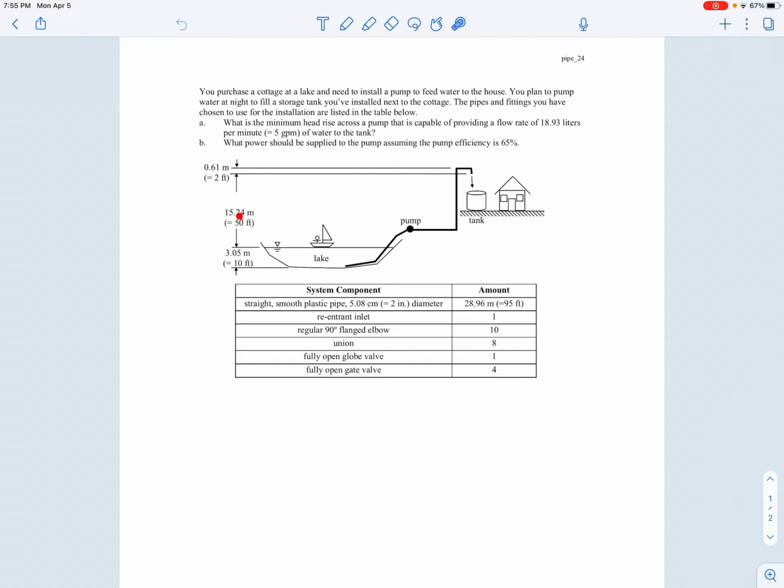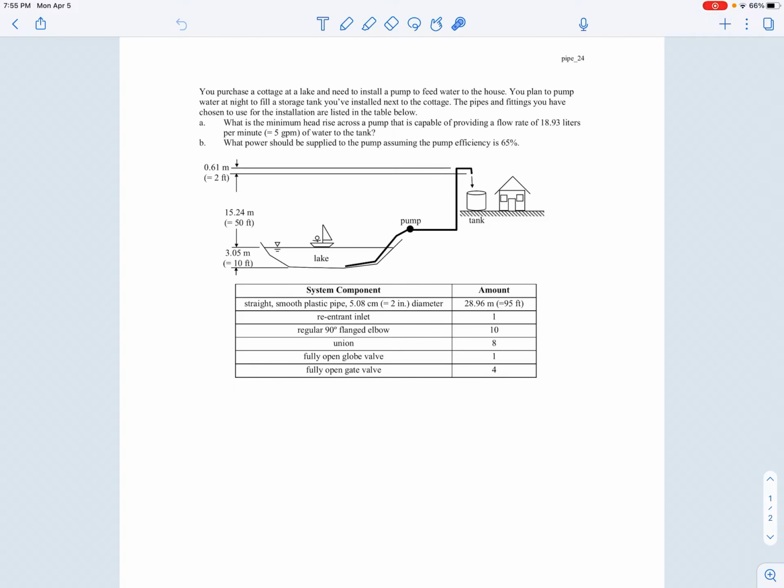We're told some elevations here. We're also told that we're dealing with a smooth plastic pipe, 2 inches in diameter, and there's a total of almost 29 meters of it. And then a number of pipe components, like a reentrant inlet right here. We're told we have 10 90-degree flanged elbows, 8 unions. Unions are used to connect straight sections of pipe together. A fully open globe valve and 4 fully open gate valves.